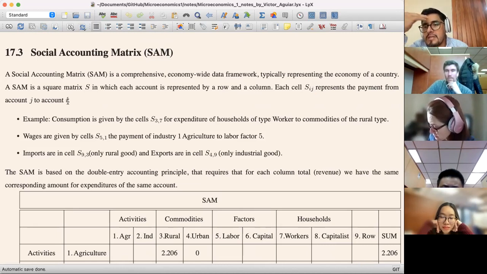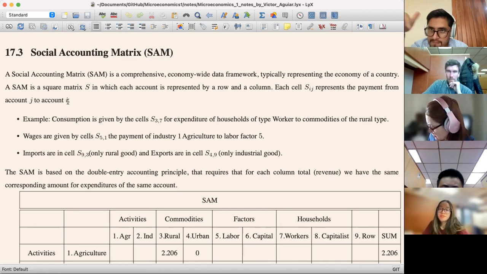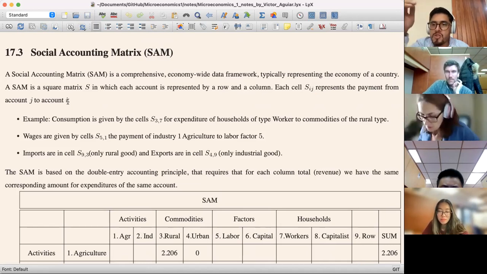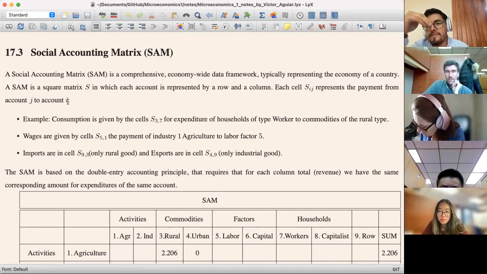So essentially, this is describing the flow of money in an economy, okay? And the payments go from the direction J to I, okay? Now, I will explain with examples.